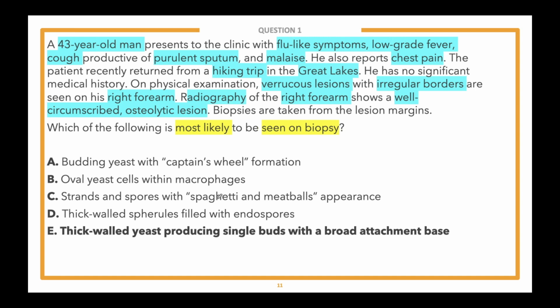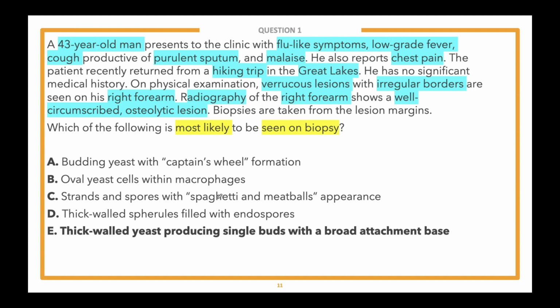Answer choice C, whenever you see spaghetti and meatballs, that's really talking about tinea versicolor. And that's more of a dermatophyte infection caused by Malassezia bugs. It's a fungal infection of the skin where you get discoloration, either hypo or hyperpigmented macules of the skin. You don't really get verrucous lesions or bone lesions or pulmonary symptoms.